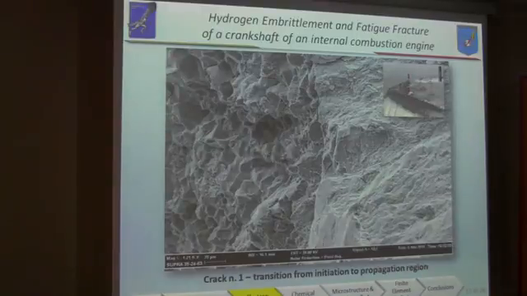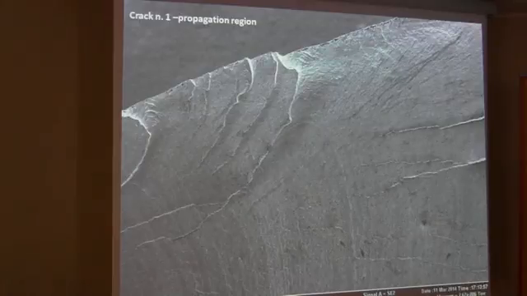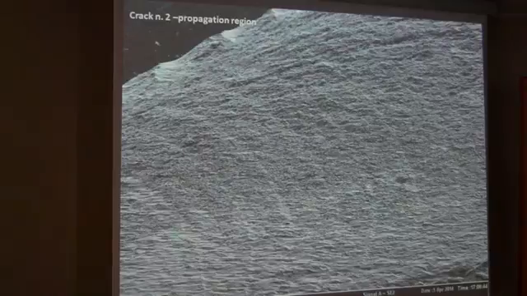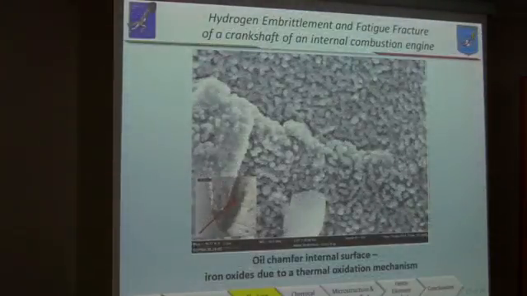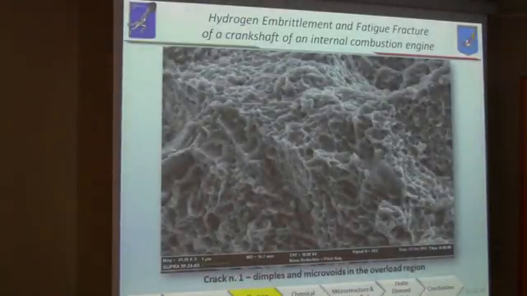And in addition, electron microscopy confirmed the typical fatigue mechanism as shown by the propagation region of crack number 1 and crack number 2. It also allowed us to identify, on the darkened area of the inner oil chamfer, the presence of diffused iron oxides with a morphology compatible with a thermal oxidation mechanism. Finally, at the end of the fatigue region, electron microscopy showed typical dimples, characteristic of the unstable phase of the fatigue mechanism, with an overload morphology.